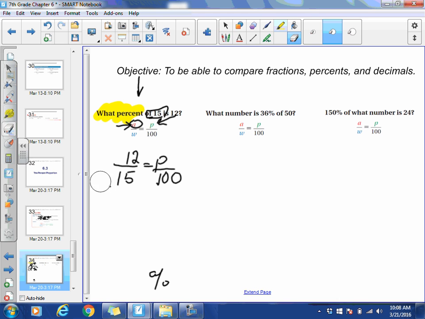The 2 fractions that are equal, or the 2 ratios that are equal, their cross products are also equal. So this times this, 15 times P, has to be equal to 12 times 100, which is 1,200.